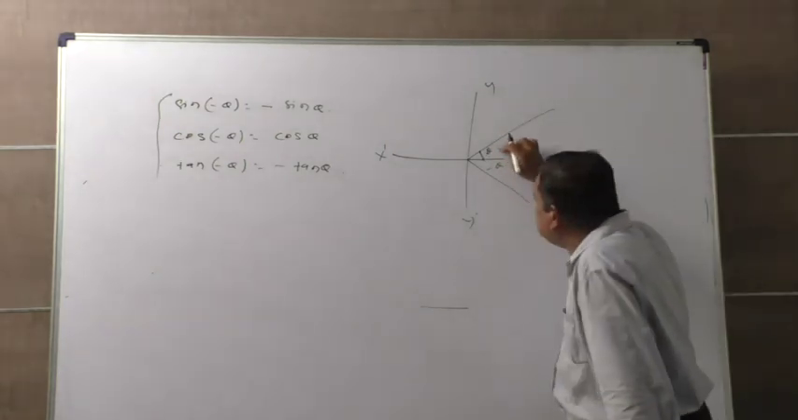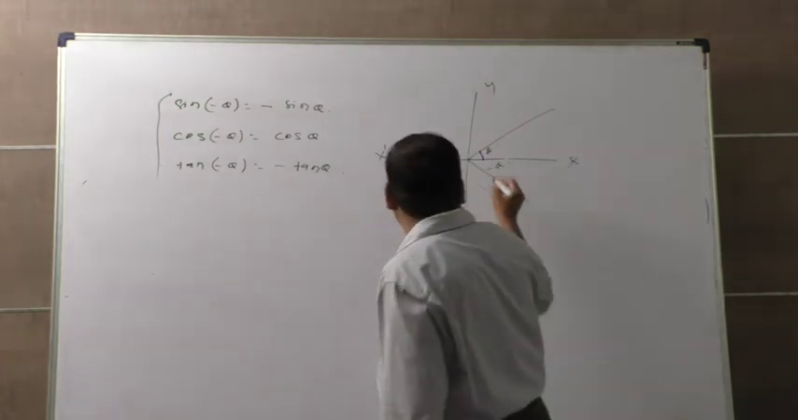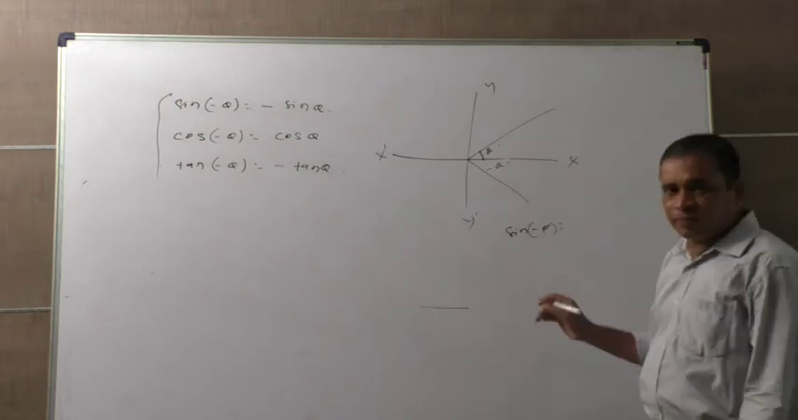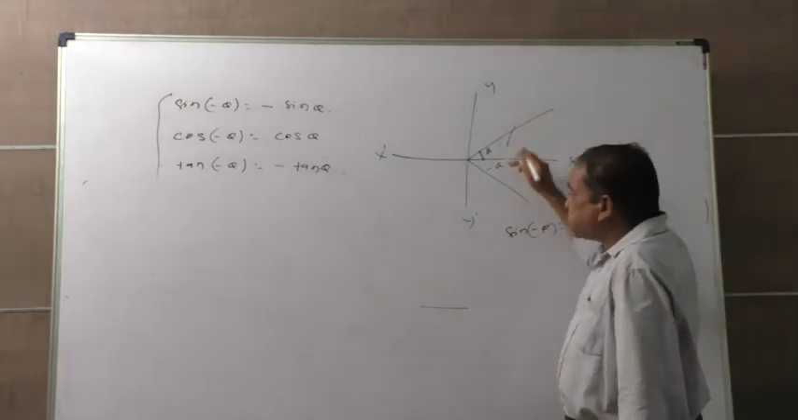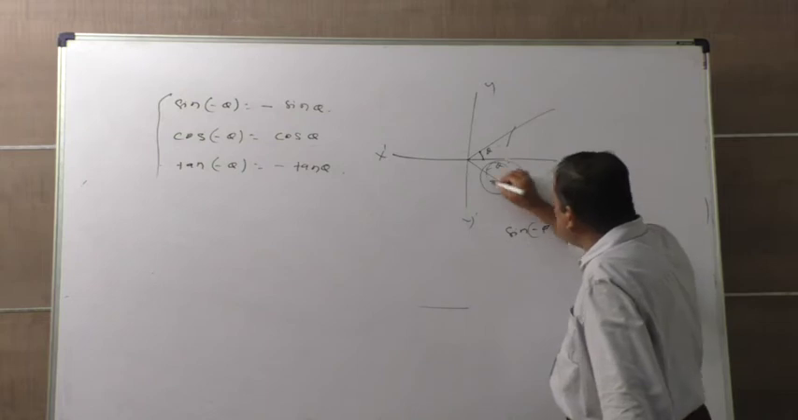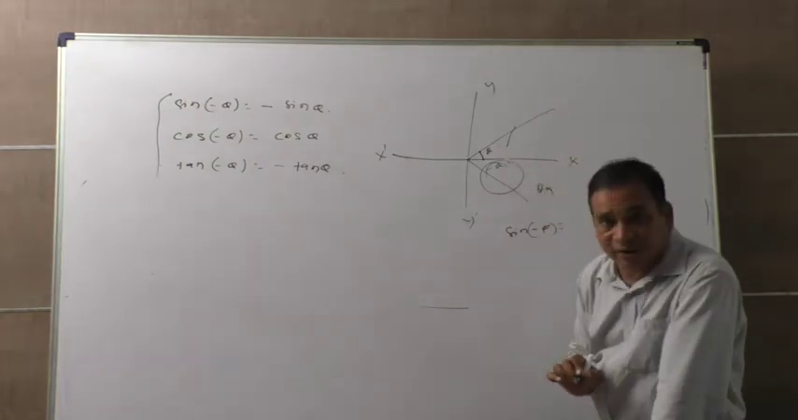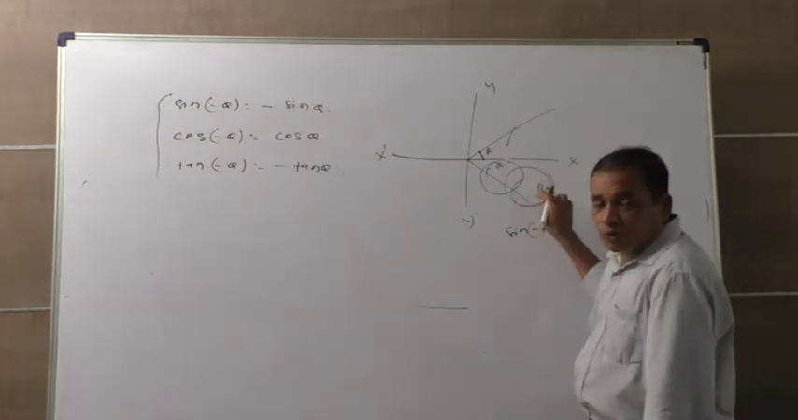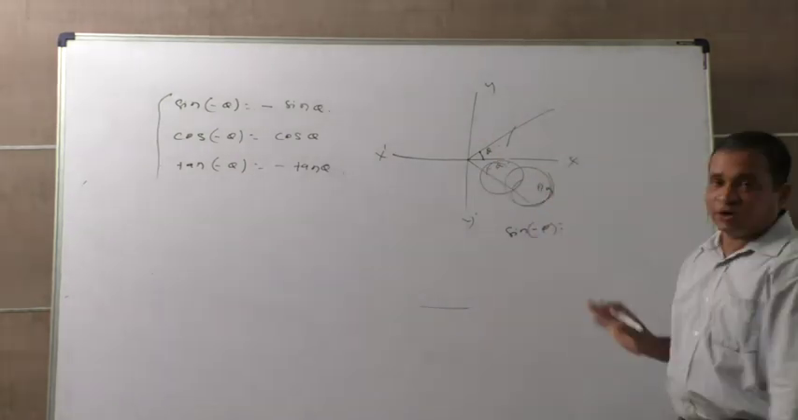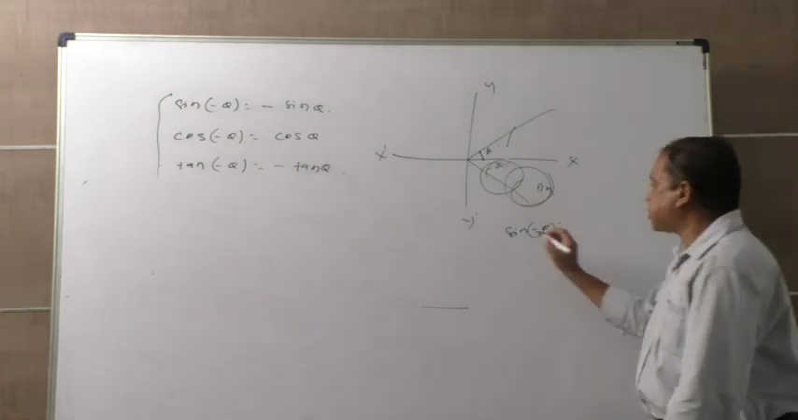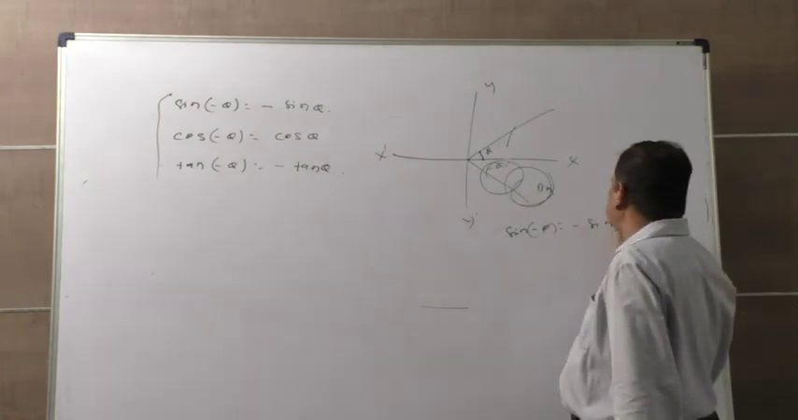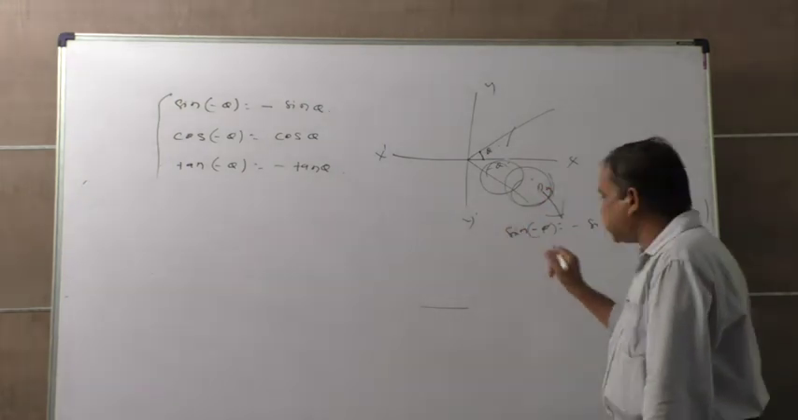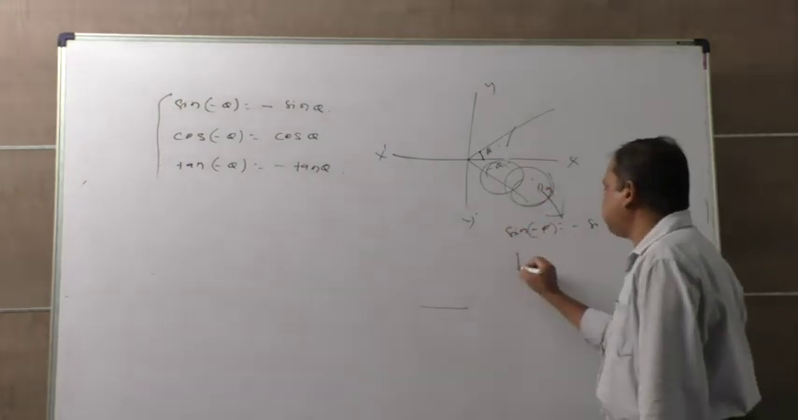If you take sin theta, then sin of minus theta. Sin theta is positive, but the angle minus theta lies in Q4, the fourth quadrant. In the fourth quadrant, cos is positive, others are negative. So sin of minus theta obviously is minus sin theta, because it lies in the fourth quadrant. Fourth quadrant cos positive, so sin will be negative. Sin of minus theta is minus sin theta.